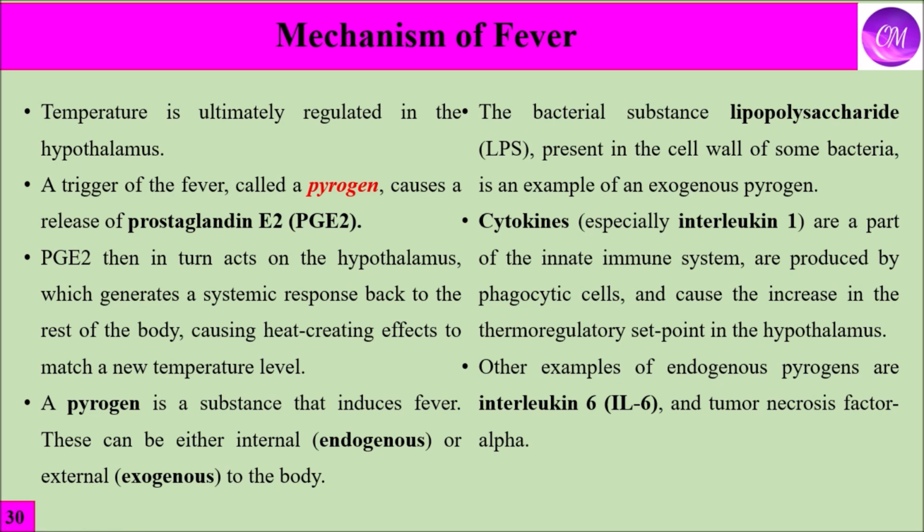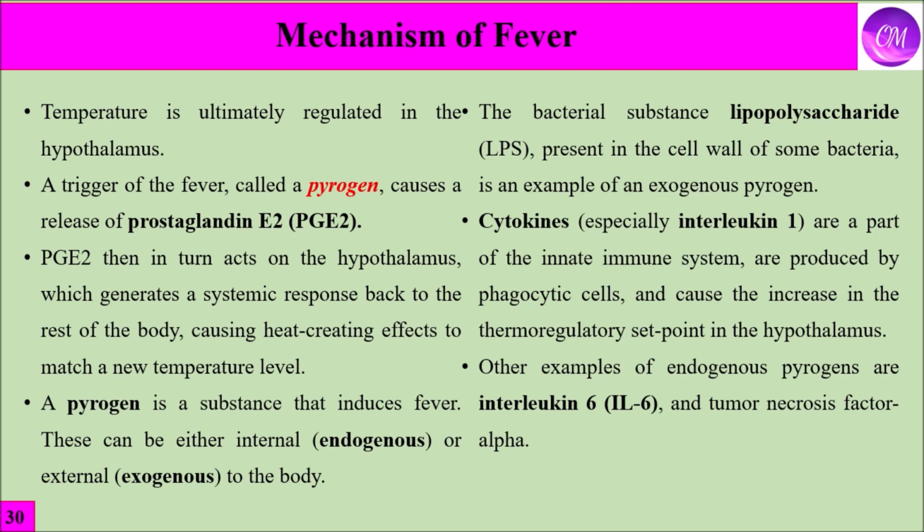The temperature is ultimately regulated in the hypothalamus. A trigger of the fever, called the pyrogen, causes a release of prostaglandin E2. The prostaglandin E2 then in turn acts on the hypothalamus, which generates a systemic response back to the rest of the body, causing heat-creating effects to match a new temperature level. A pyrogen is a substance that induces fevers. This can be either internal or external to the body.